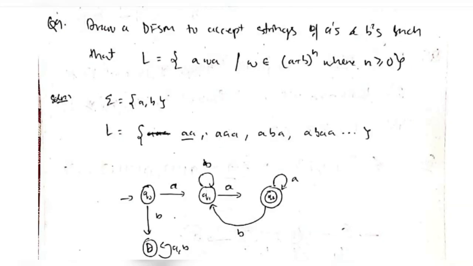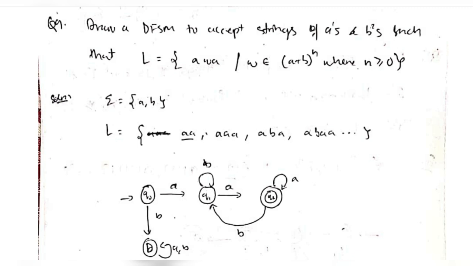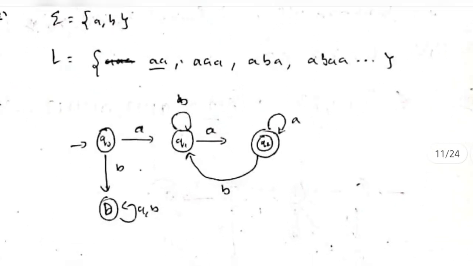Next, draw a DFSM to accept the strings of A's and B's. A's and B's are the alphabet and the language is AWA. What does AWA mean? AWA means starting with A and ending with A, and in between you can have W, and W can be any combination of A's and B's. So, what is the minimum string we can form? It should start with A and end with A, and in between we can have empty also, therefore the minimum string will be AA, right.